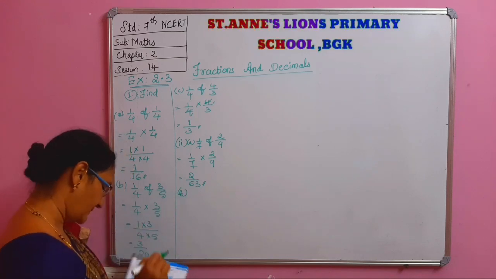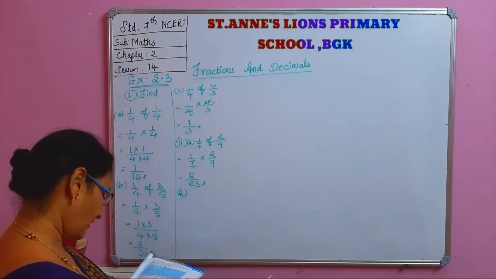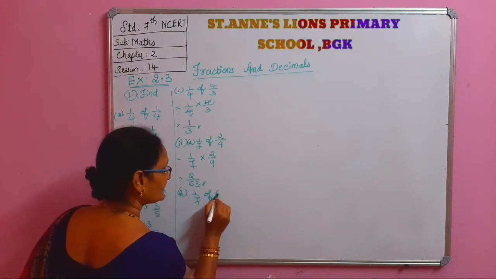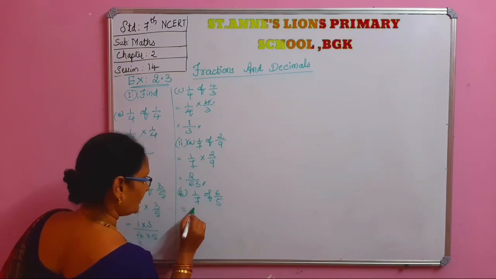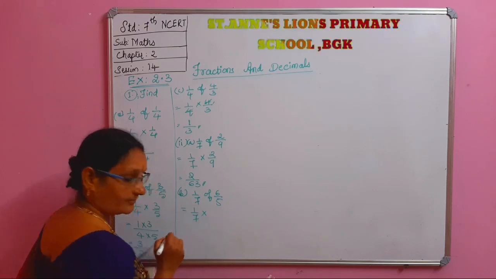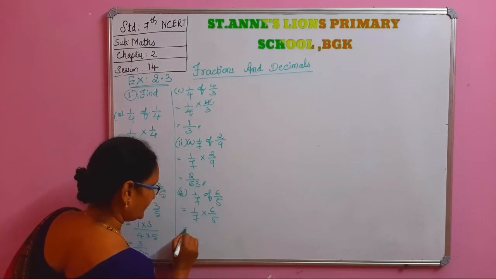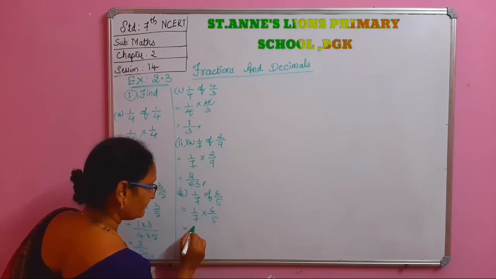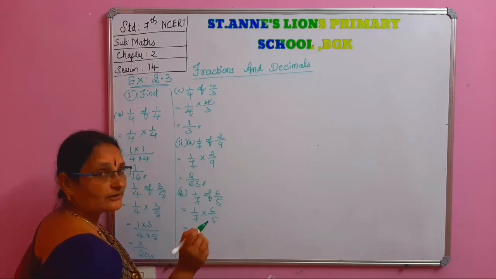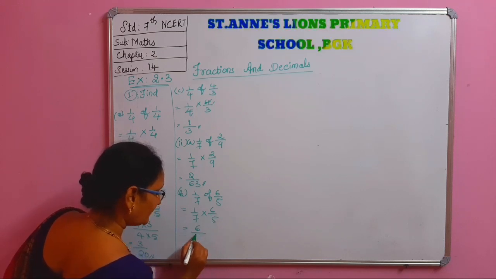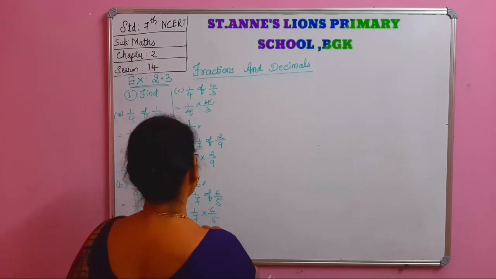Next one, that is B. 1 by 7 of 6 by 5. 1 by 7 of means into, then it is 6 by 5. See, 1 into 6. You can write this step or directly you can do. 1 6 is a 6, 7 5 is a 35. 6 by 35 is the answer.